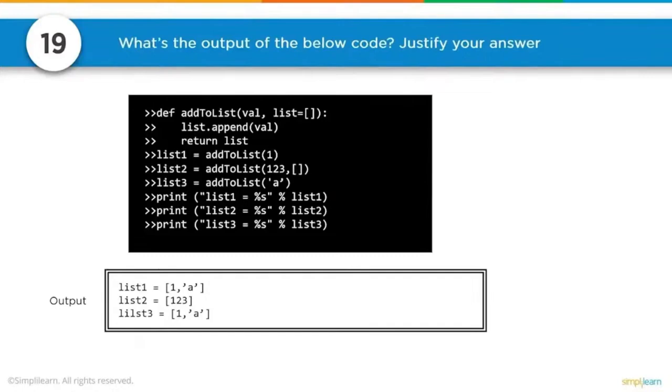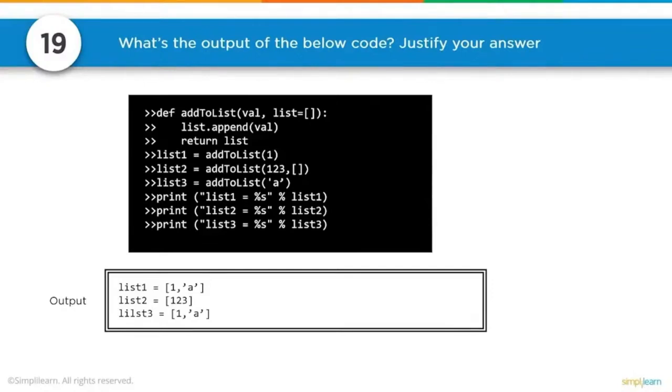So we have a value in and a list in, where the list equals an empty list in this case. list.append(value), return list. list1 = add_to_list(1). list2 = add_to_list(2, [1, 2, 3]) — wait, with an empty bracket. list3 = add_to_list('a'). And then we want to print them.